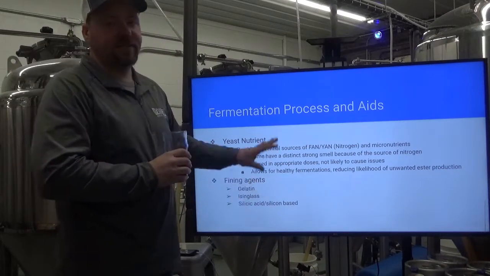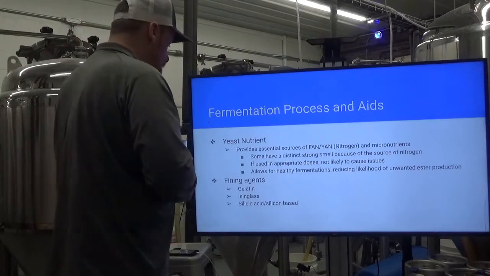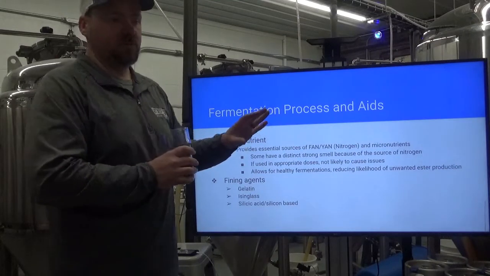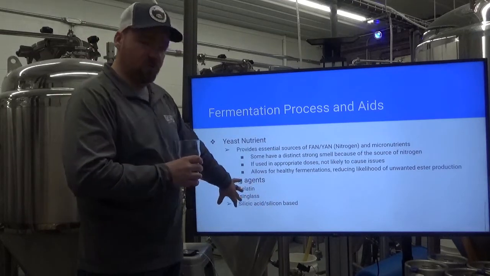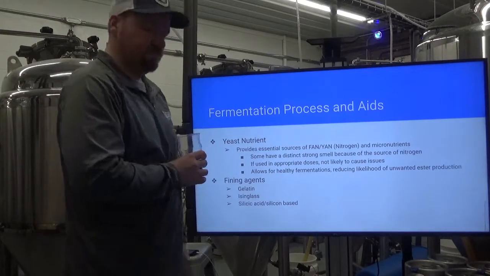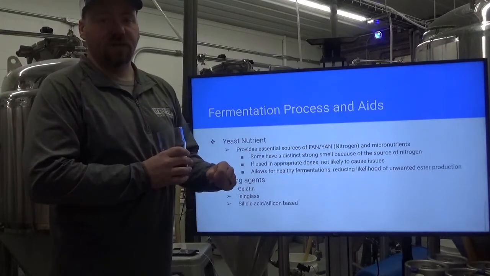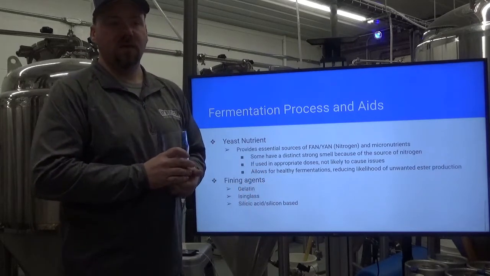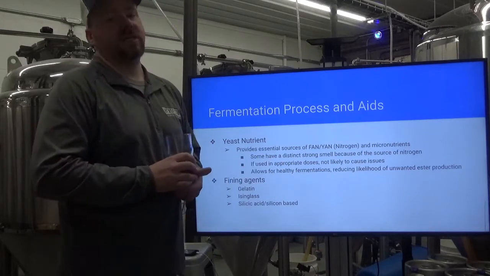We have some examples: gelatin, isinglass, and silicic acid or silicon-based products. For those interested in keeping a product animal-free, or vegetarian or vegan-friendly, the first two are products of animal byproduct. Basically, gelatin is from the collagen of animal skin, animal hides, most likely pork. In most situations, isinglass is from the swim bladder of fish. So keep that in mind when choosing a fining agent.